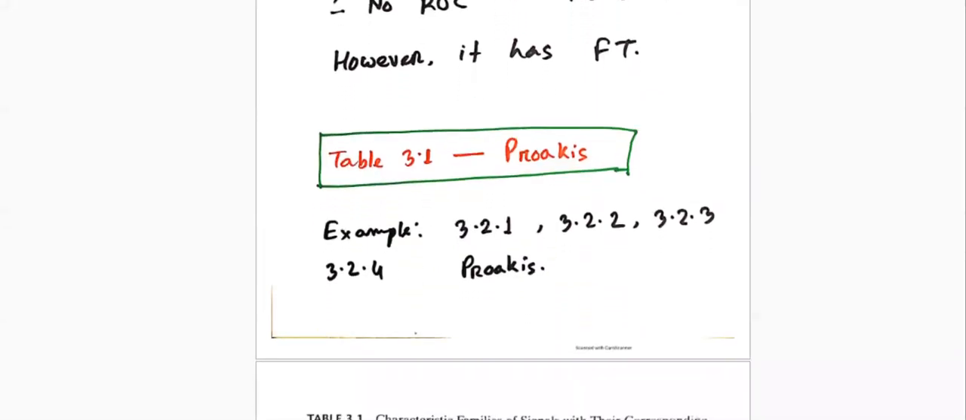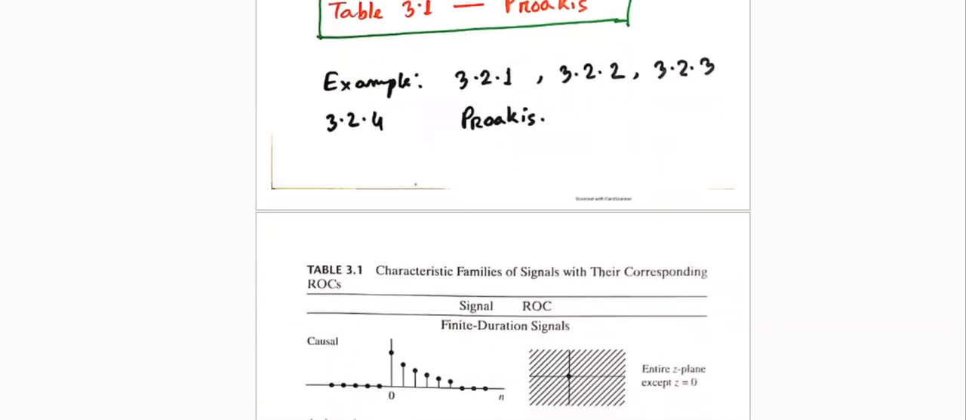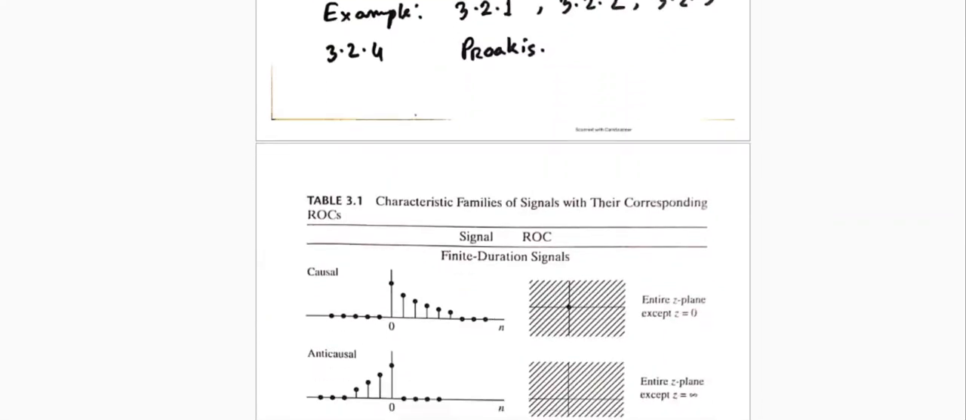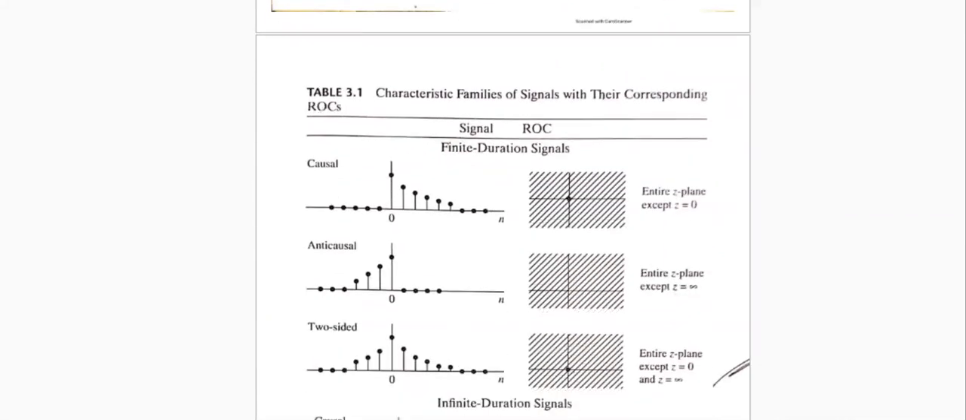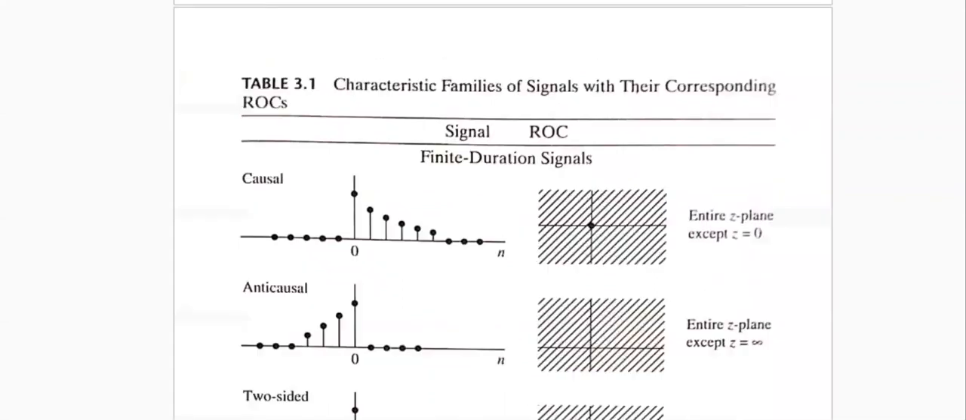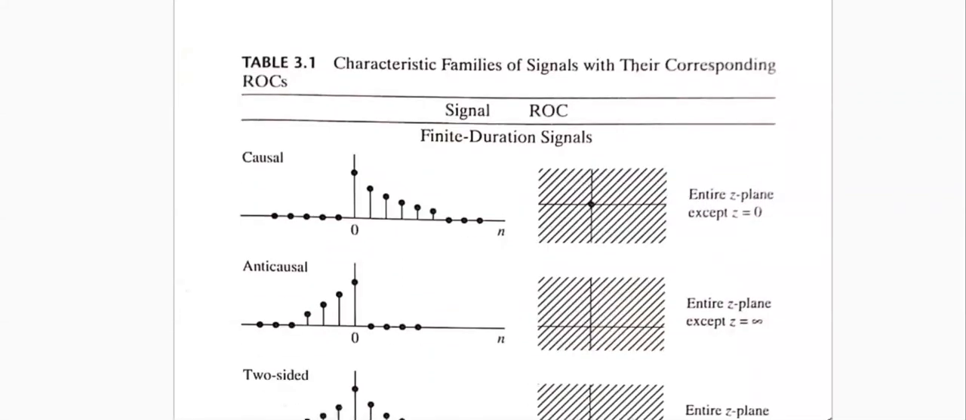Please, I'll show this table within a minute. Examples from the Proakis book. Please go through this. Those are simple but important examples. Please look at that. This is table number 3.1. This is from the Proakis book. Let me enlarge it a little bit.